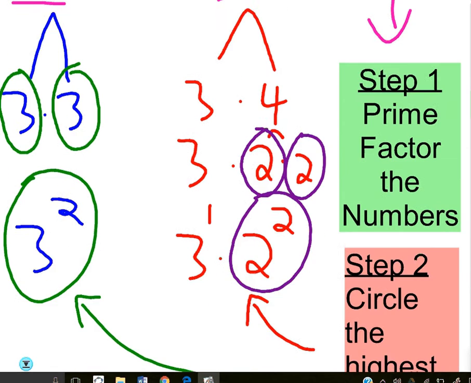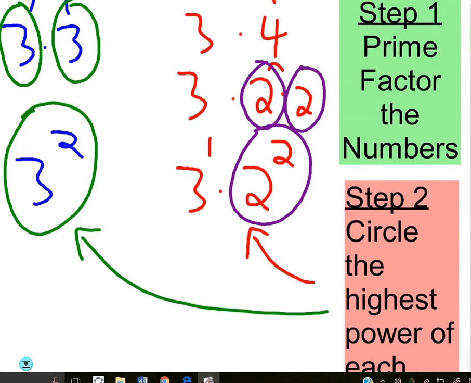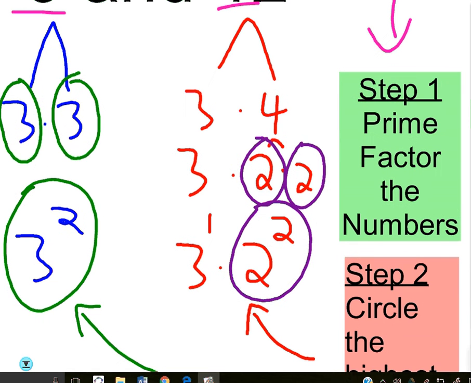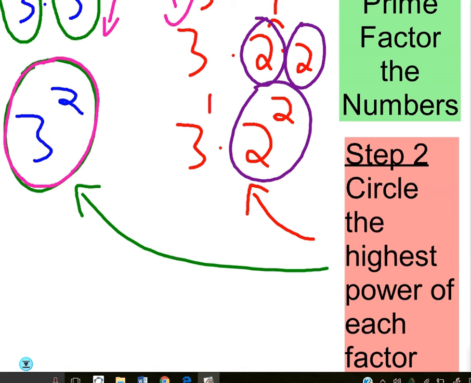Step 2, circle the highest power of each factor. Let me explain this. Notice how over here, 3 occurs twice, okay? Over here, it only occurs once. So you're only circling the highest power of the factor. In other words, where it occurs the most, which is for the 9, which is 3 squared. You don't circle the 3 to the first because it's not the highest power.